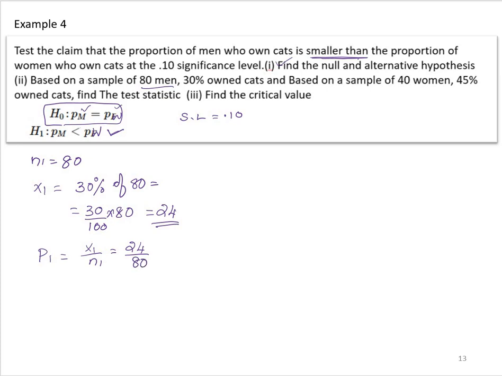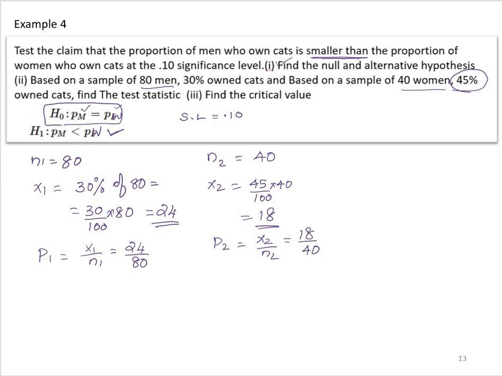And then similarly we can find that of the women. So N2 is equal to 40 women, so N2 is 40, and X2 is equal to 45% of 40. So P2 is equal to what? X2 over N2, that is equal to 18 over 40.